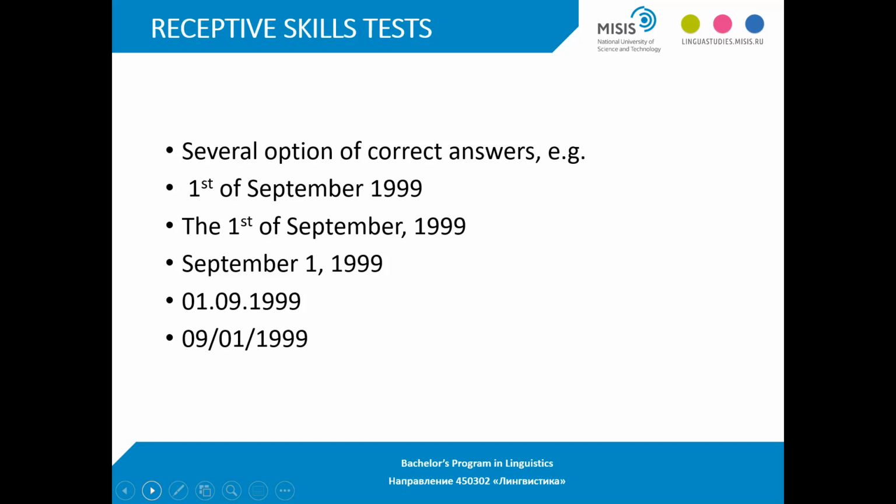But in this case, teachers preparing for exams always tell students that the computer doesn't have any tolerance for misspelling. For example, if you write September with A instead of E in the first syllable, it will be a mistake, and this will be an incorrect answer.